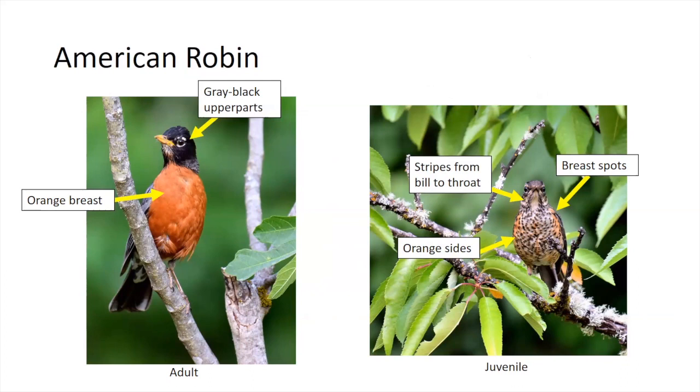They have breast spots and they have the streaking that goes from the beak onto the throat. And they're starting to get those orange sides. And American robins are also often in large groups. So a good way to identify the juvenile is through the proximity to the adult.